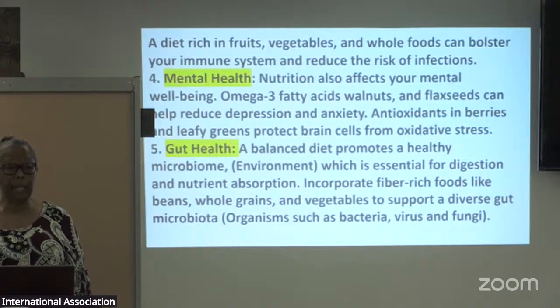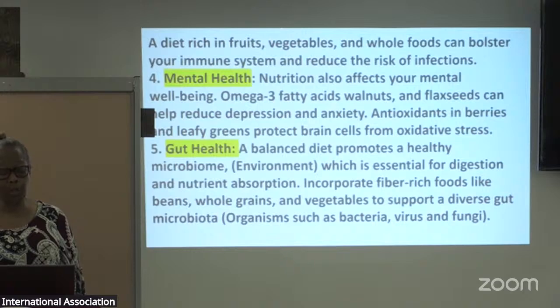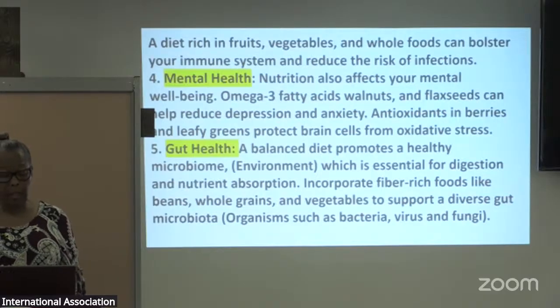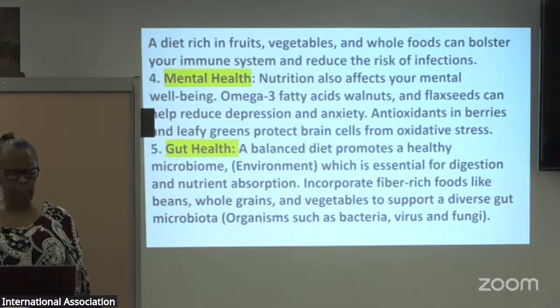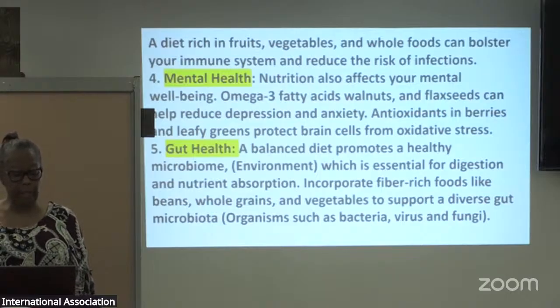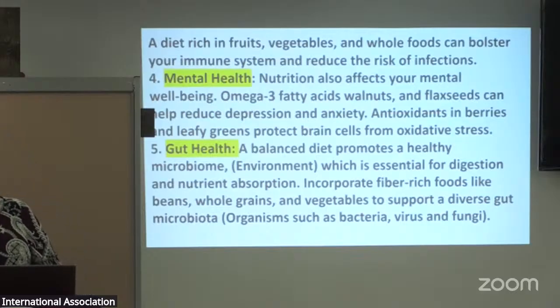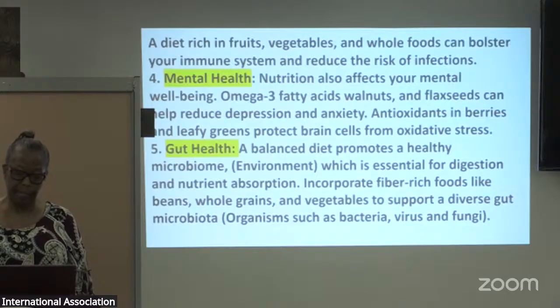Mental health. Nutrition also affects your mental well-being. Omega-3 fatty acids in foods like walnuts and flax seeds can help reduce depression and anxiety. Antioxidants in berries and leafy greens protect the brain cells from oxidative stress.